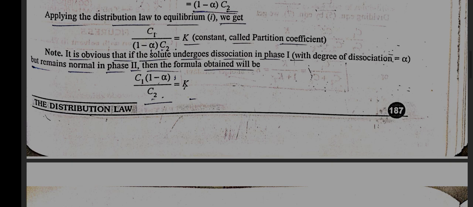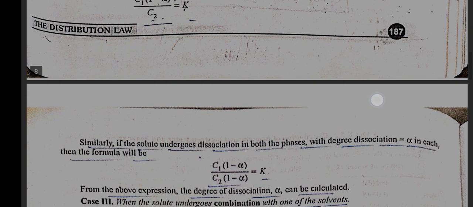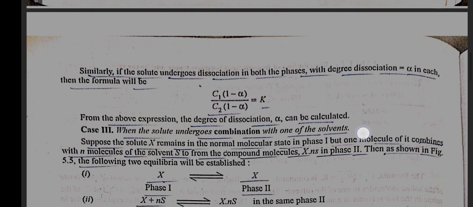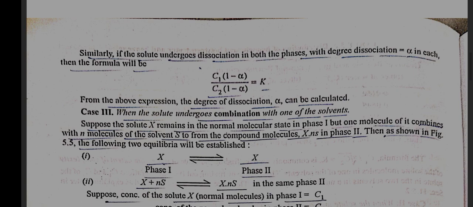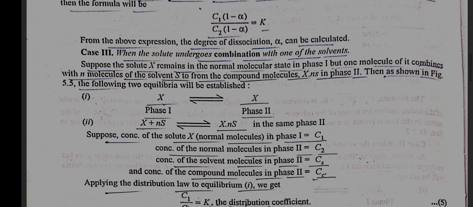Note, it is obvious that if the solute undergoes dissociation in phase 1 with degree of dissociation alpha but remains normal in phase 2, then the formula obtained will be C1 into (1 minus alpha) by C2 is equal to K. Similarly, if the solute undergoes dissociation in both the phases with degree of dissociation alpha in each, then the formula will be C1 into (1 minus alpha) by C2 (1 minus alpha) is equal to K. From the above expression, the degree of dissociation alpha can be calculated.